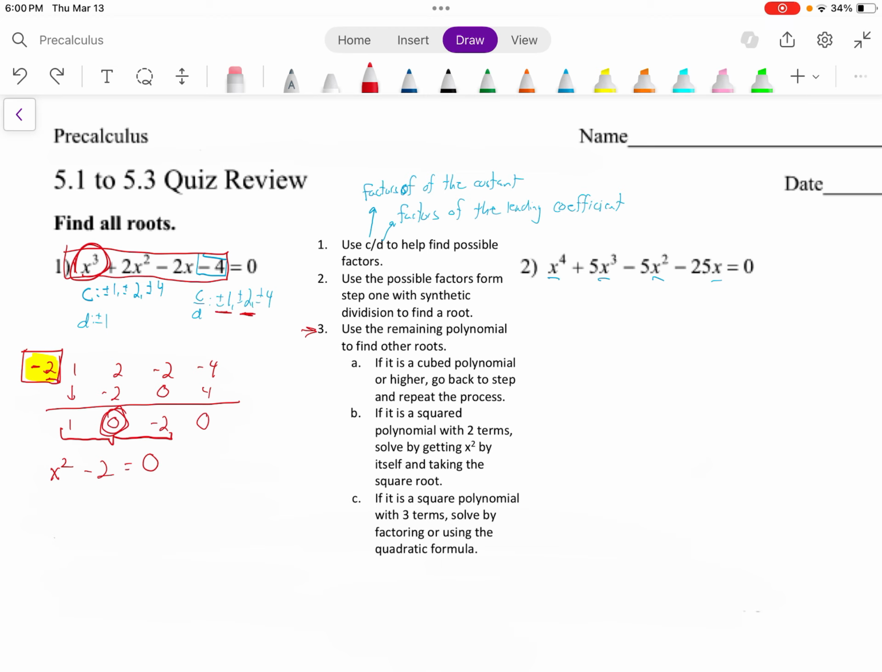So let's look, if it's a squared polynomial with 2 terms, solve by getting x squared by itself. So we're going to add 2 to both sides. Take the square root of both sides, put plus or minus. And we get x equals plus or minus the square root of 2. So that's 2 more of our answers. So our final answer, we have 3 answers. We have negative 2 from before, plus or minus the square root of 2.